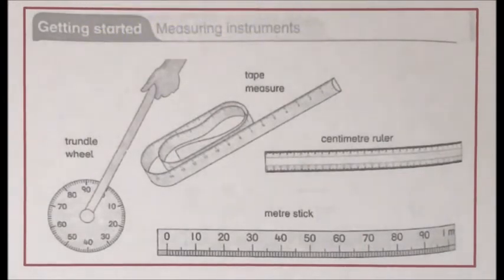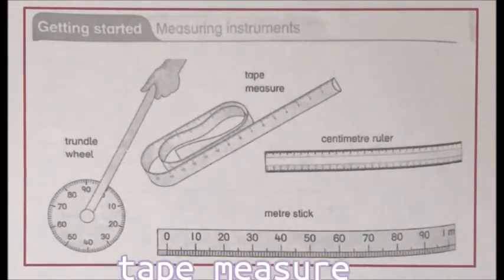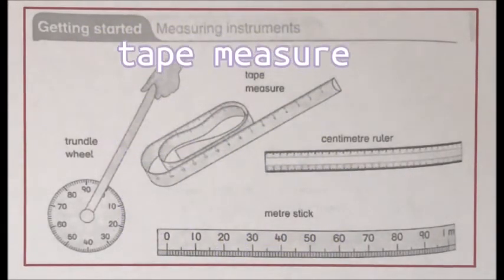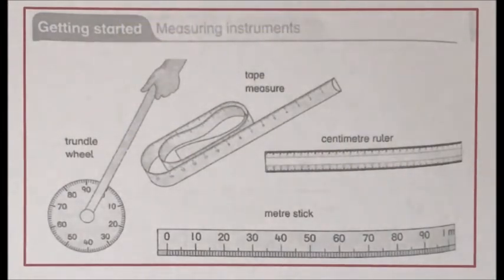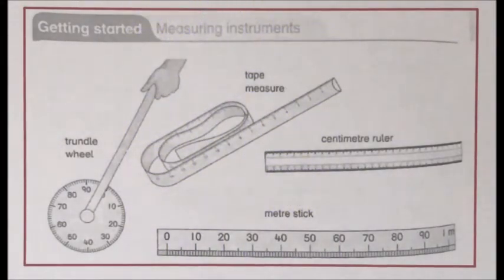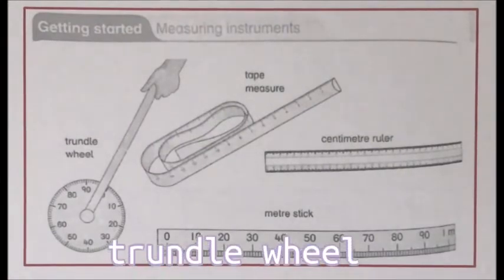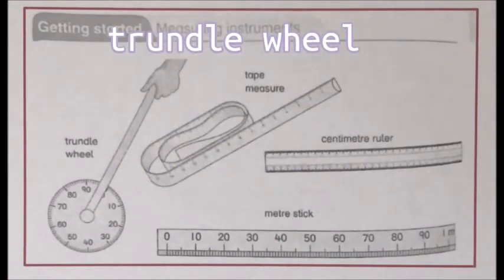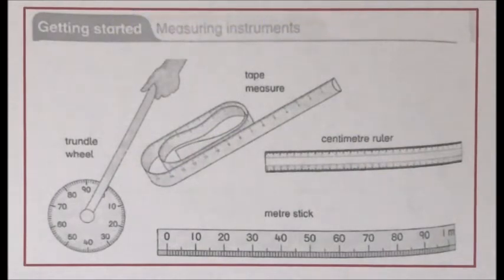In our homes, some of us also have a tape measure, which we use to measure the length of maybe clothing, curtains, or a seam. We also get a meter stick that you can use in a material shop to measure the length of materials. And then the trundle wheel is used specifically in athletics to measure out the distance. Please highlight the names of these measuring instruments.